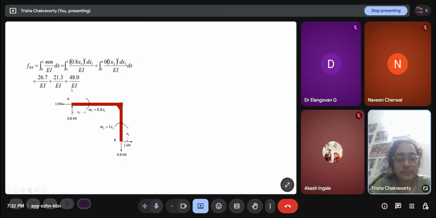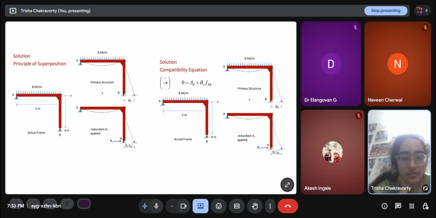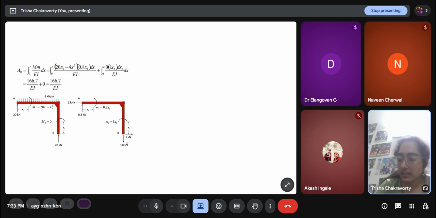So now the final compatibility condition is delta B plus fBB into BX. BX is my unknown, right? I want to find the horizontal support reaction. So we substitute in the expressions, and we get BX as minus 3.47 kilonewton. What does this minus mean? I assumed the BX to be in this direction, but actually the BX will act towards the left.